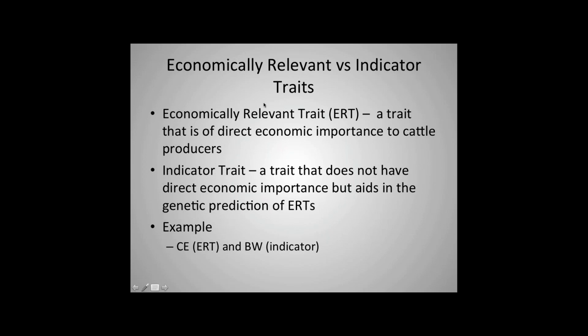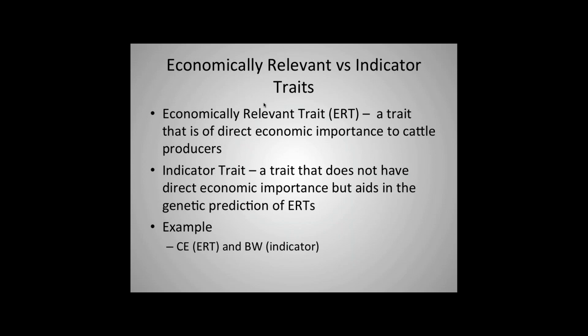An economically relevant trait is a trait that directly impacts the economics of a cattle operation. It has a direct impact. An indicator trait doesn't have that direct impact, but it does help in the genetic prediction to get EPDs for these ERTs. An example would be calving ease and birth weight. We do use birth weight as an indicator of calving ease. In general, heavier birth weights are associated with more calving difficulty, but there's a lot more that goes on in calving ease than just birth weight alone.